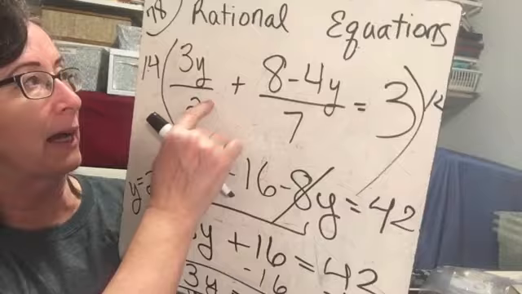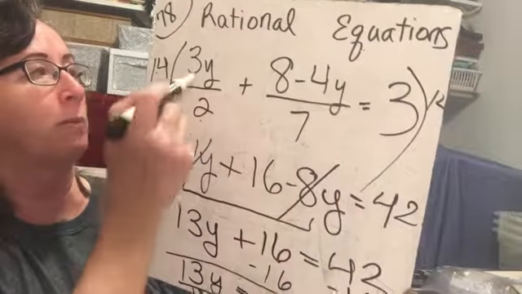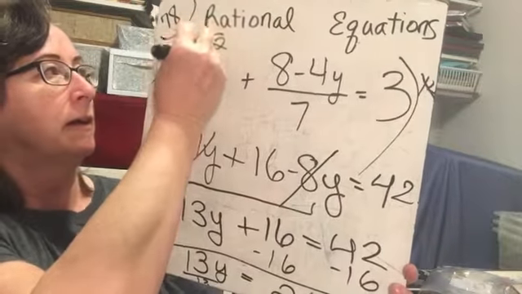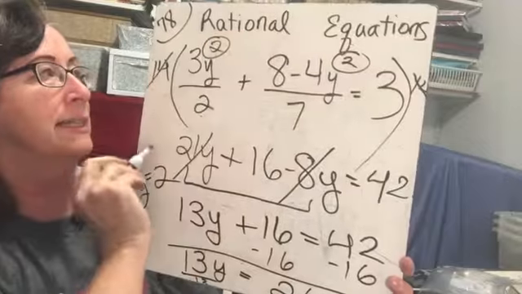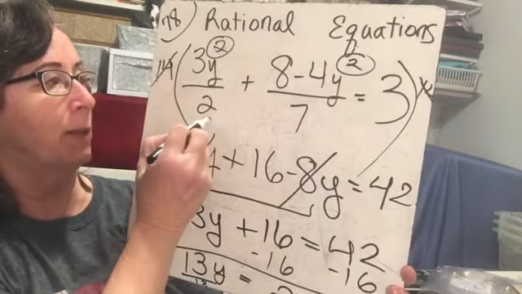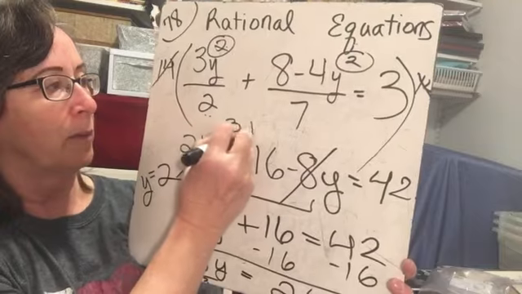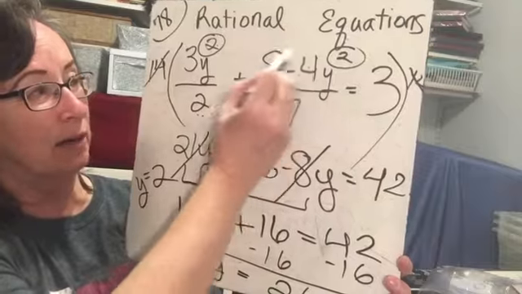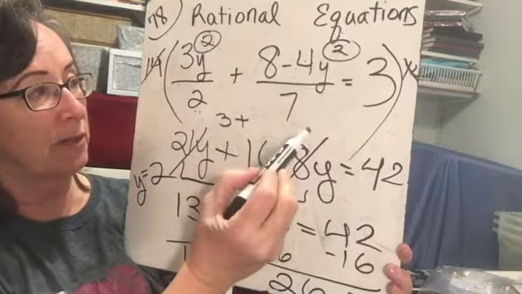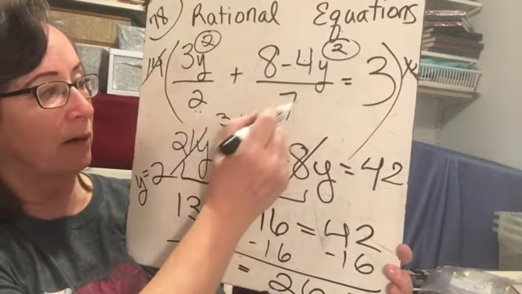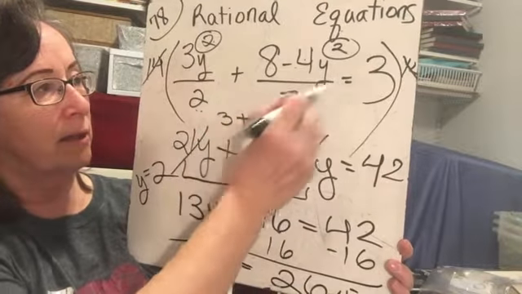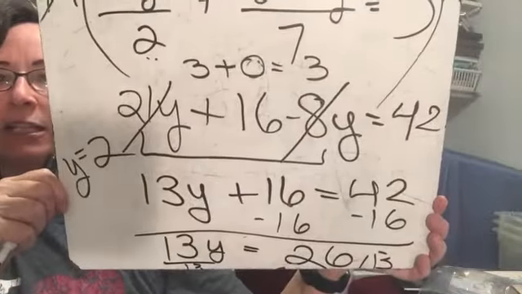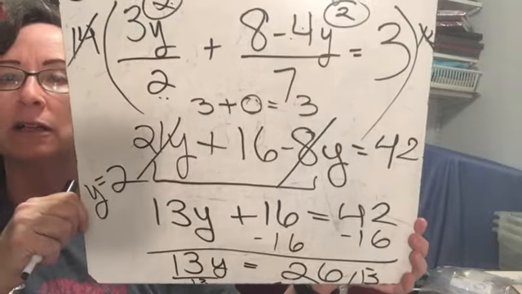So let's do that. Let's go back up here. If I plug in a 2 here and a 2 right here, let's see. 3 times 2 is 6, divided by 2 is 3, plus 8 minus 4 times 2 is 8, so that's now a 0. 0 over 7 is still 0. 3 plus 0 is 3. And well, that's certainly true, isn't it? So we can check them by just plugging them in to the original equation.